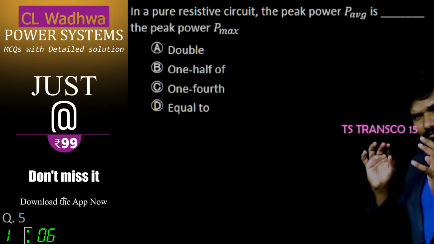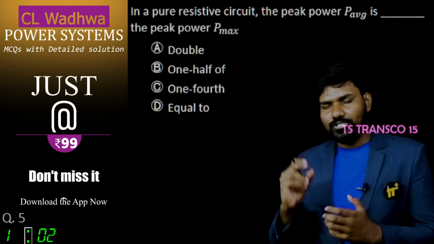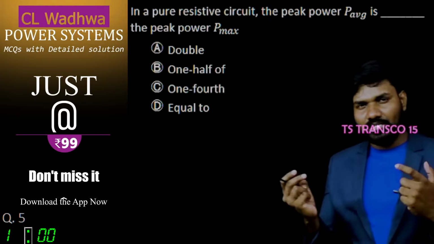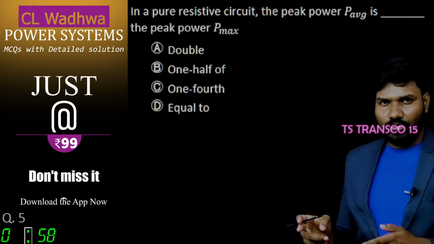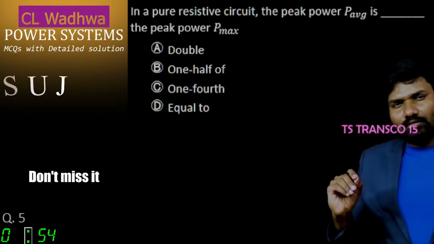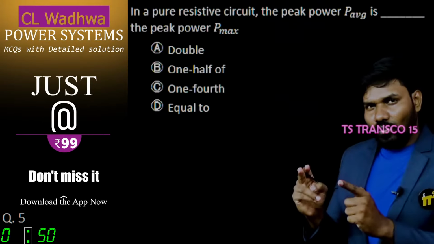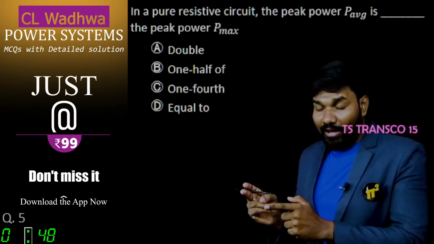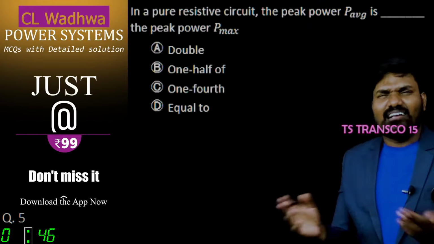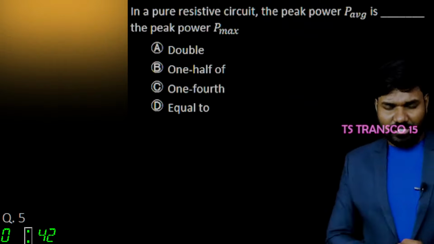A simple theoretical question. Just think about what is asked. Obviously, he's talking about maximum and average powers, means AC circuits. Pure resistance AC circuit. Try to draw the voltage and its corresponding current. Then find out its average power and its maximum power. That is it. Simple. Don't commit mistakes. Being in a hurry, don't make any mistake.